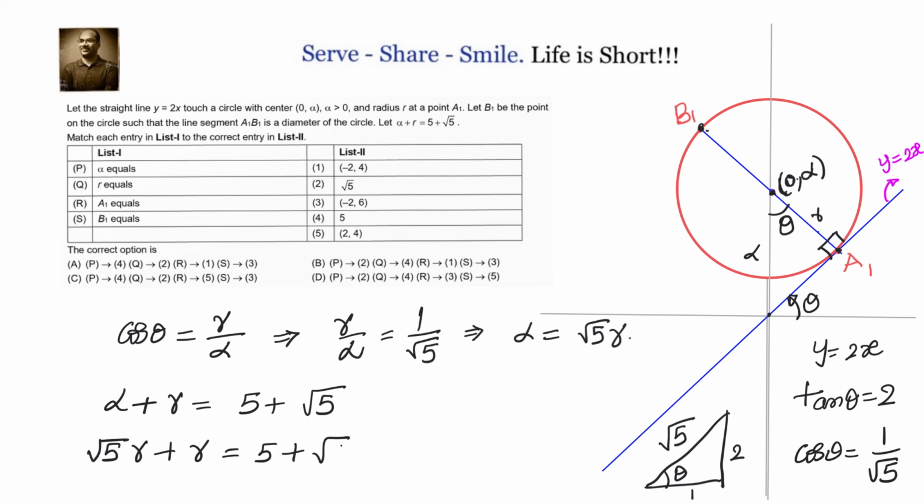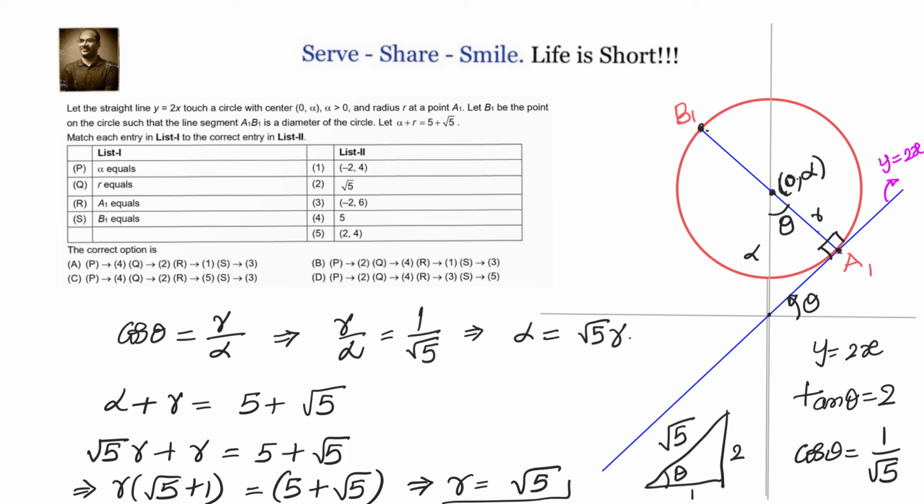When we simplify this, we get r equals (5 plus root 5) divided by (root 5 plus 1), which equals root 5. So r equals root 5. We got the radius equal to root 5, then alpha is root 5 times r, so alpha equals 5. Therefore, the center of the circle is (0, 5) and the radius equals root 5. So we can write that the center (0, alpha) is (0, 5), alpha is 5 and r equals root 5.